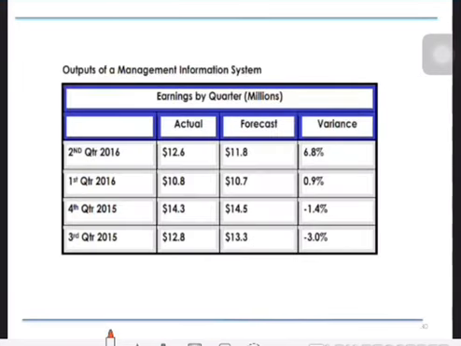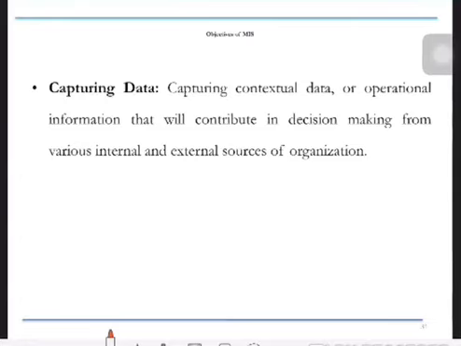How to manage, for example, this one is a management information system report. We have actual data, we have forecast data, we have earning, then variance. For example, here the variance is 6.8. Which one is higher? The actual is higher. Why? 10.8 versus 10.7, the actual is higher by 0.9%. 14.3 versus 14.1, the forecast is higher. We have to reason out why, so we are expected to present a report to the manager.